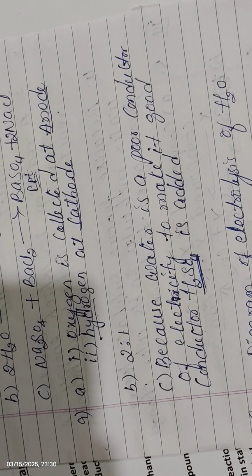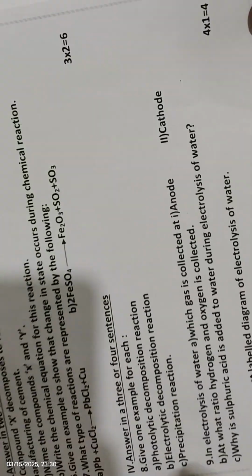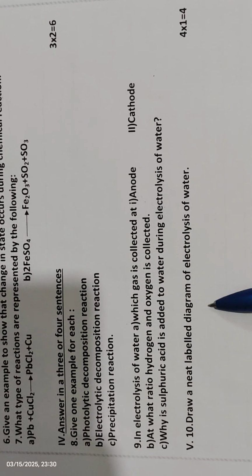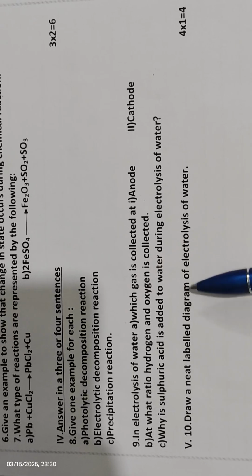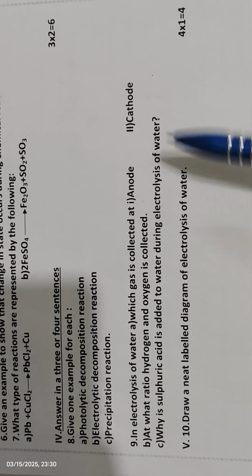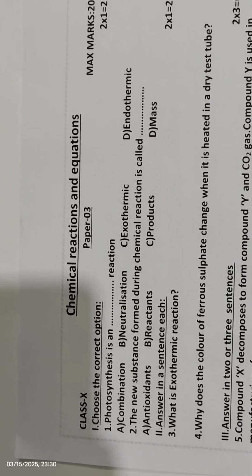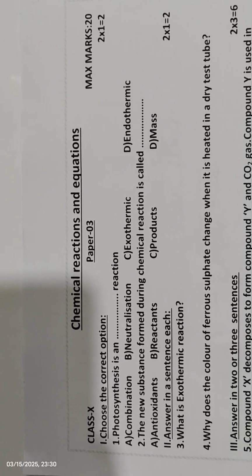So we'll move to the next question, question number 10. So what is question number 10? Just see, draw a neat labeled diagram of electrolysis of water. You have to draw the diagram and you have to practice well. So a labeled diagram of electrolysis of water. By this we have successfully answered unit test paper 3.